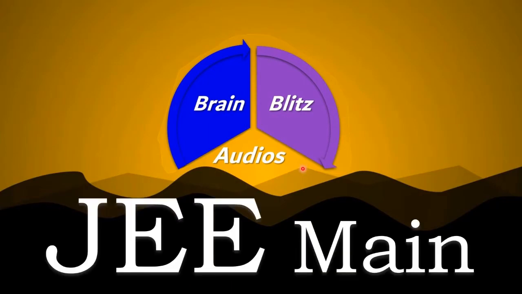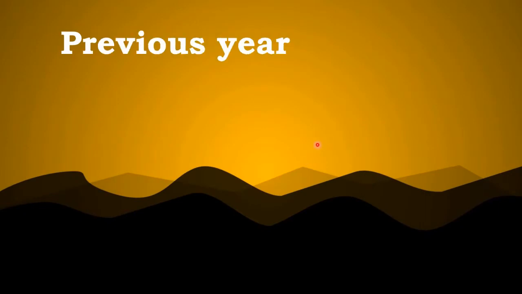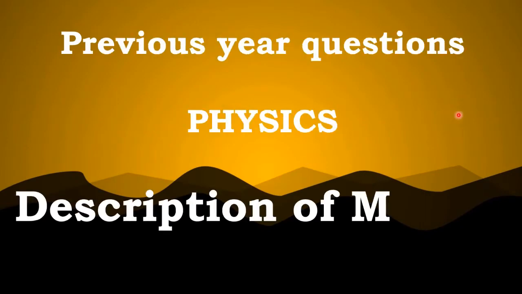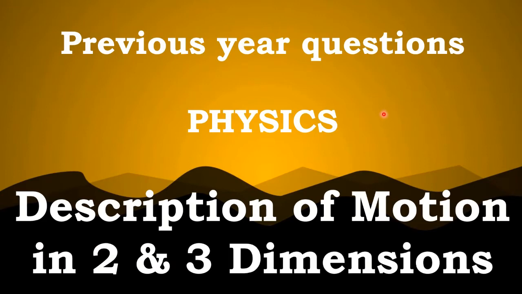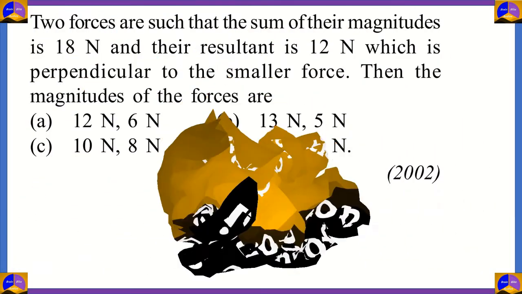Today in this episode of JEE Main, we're going to be looking at previous year questions of physics asked in medical and engineering entrance exams in India. Today we're dealing with a very important chapter. The name of this chapter is Description of Motion in 2 and 3 Dimensions. Now this topic discusses the same ideas as discussed in the chapter Motion in a Plane, which we know is the fourth chapter in the grade 11 syllabus for physics in CBSE. So in this topic there are some questions, and today we're going to be looking at a select few of them. So without further ado, let's start with the first question.